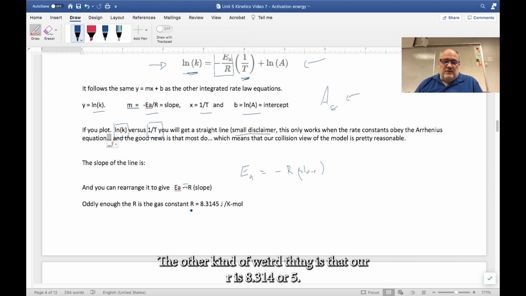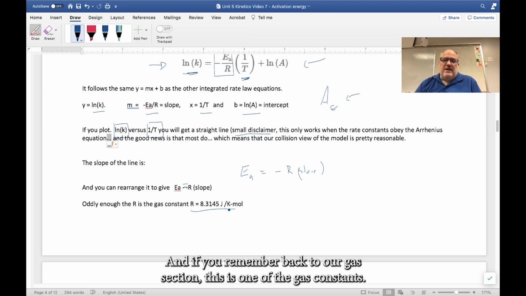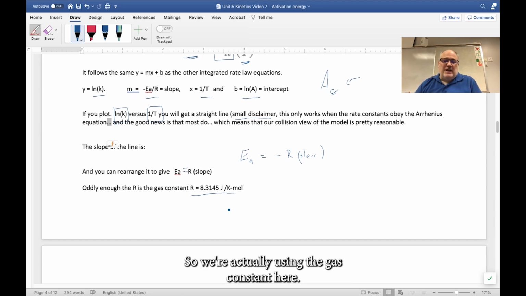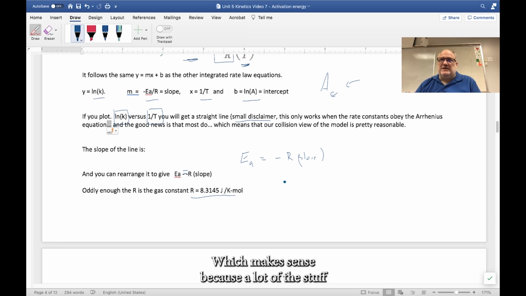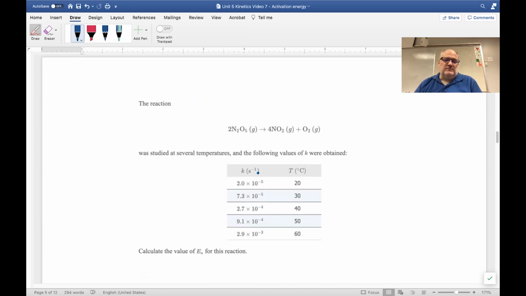The other kind of weird thing is that our R is 8.3145. We'll just go with 8.3 joules per Kelvin mole. If you remember back to our gas section, this is one of the gas constants. So we're actually using the gas constant here, which makes sense because a lot of what we're doing deals with particles that are gaseous. But let me show you how this works in real life.